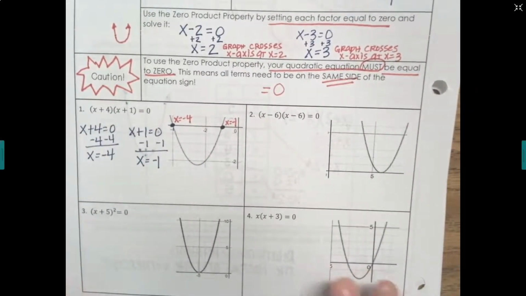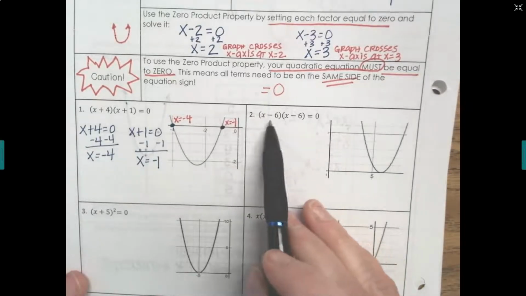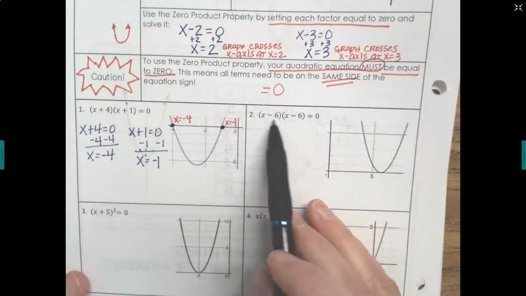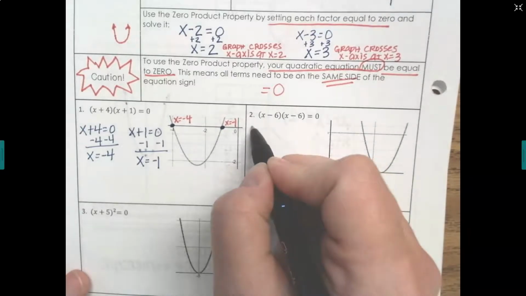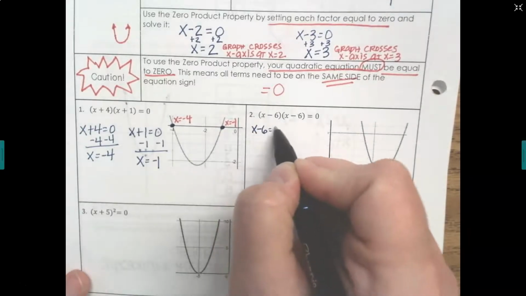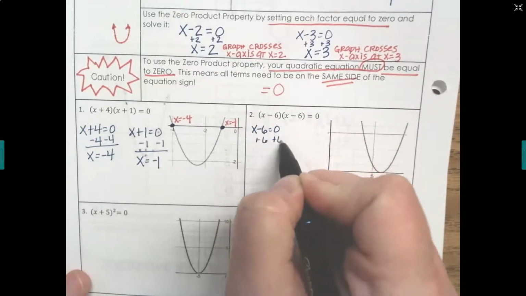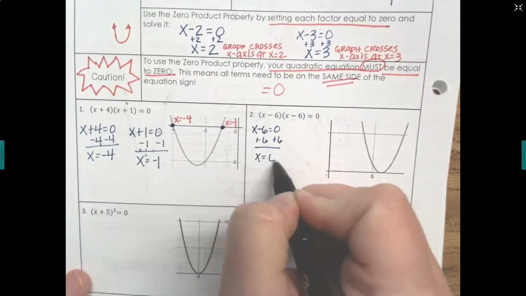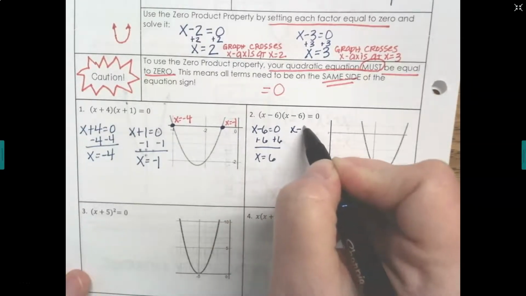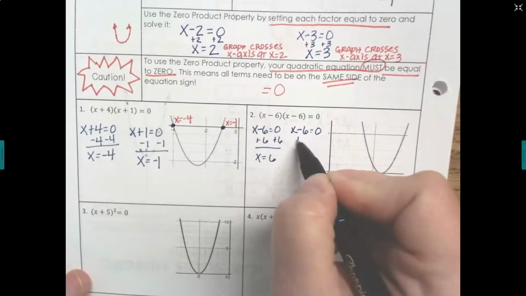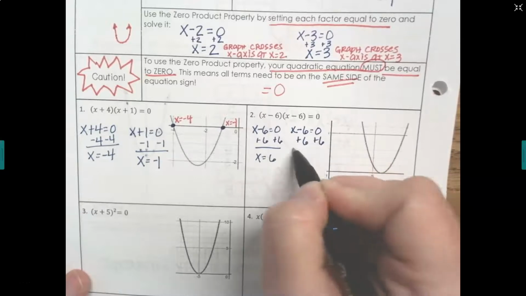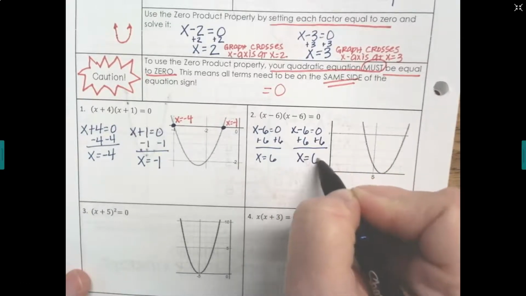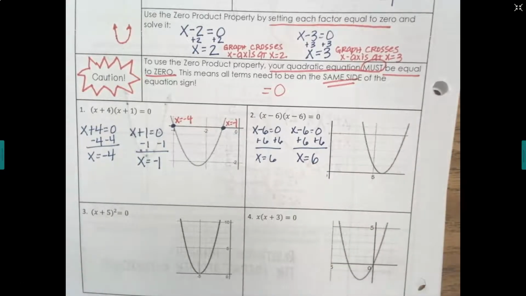So when we look at number 2, do you see how both of these are exactly the same number? So when I solve it, if I go x minus 6 equals 0, and I solve them, I get x equals 6. Well, I'm going to get the same answer again here because the parentheses were exactly the same. X equals 6. Well, they're the same number.